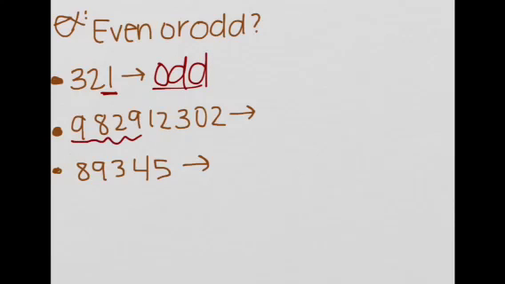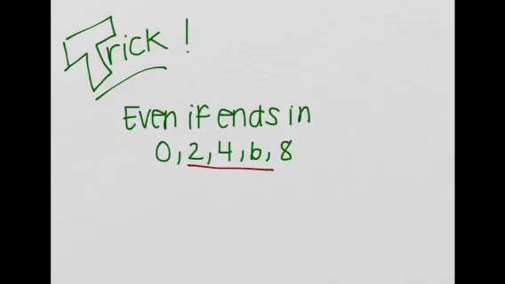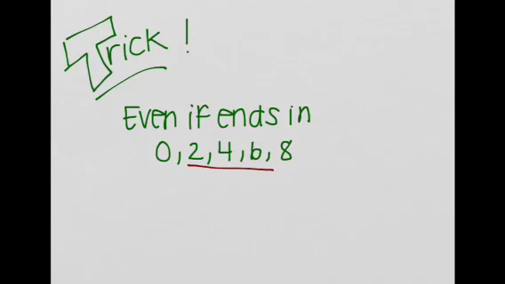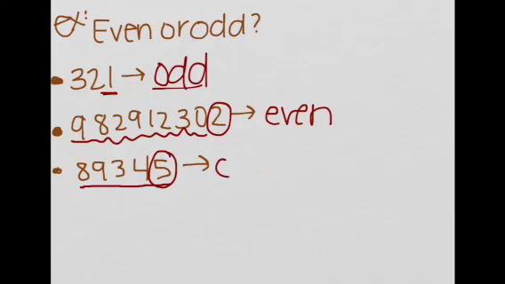How about this big number? Well, we're just going to look at the last digit. The last digit is 2, which is a part of this list. So this number is even. Okay, our last one is 8, 9, 3, 4, 5. And we're going to again look at just the last digit. And the last digit is 5, which is not in this list, so this number is odd.